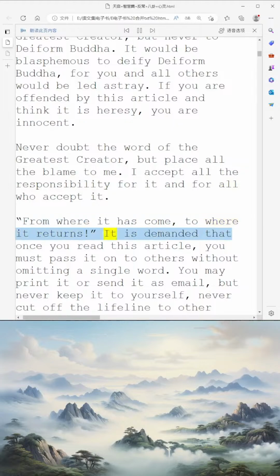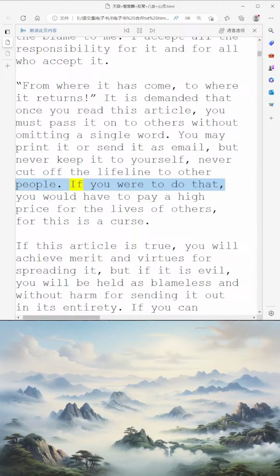It is demanded that once you read this article, you must pass it on to others without omitting a single word. You may print it or send it as email, but never keep it to yourself. Never cut off the lifeline to other people. If you were to do that, you would have to pay a high price for the lives of others, for this is a curse. If this article is true, you will achieve merit and virtues for spreading it. But if it is evil, you will be held as blameless and without harm for sending it out in its entirety.